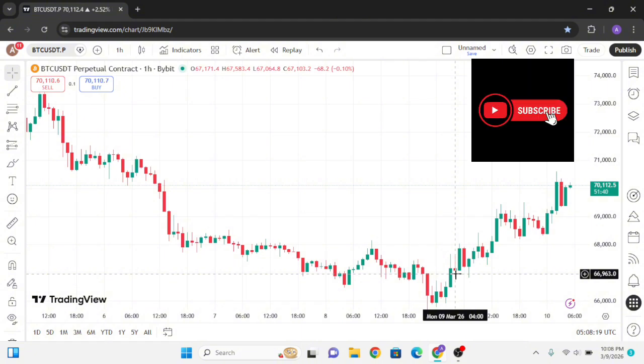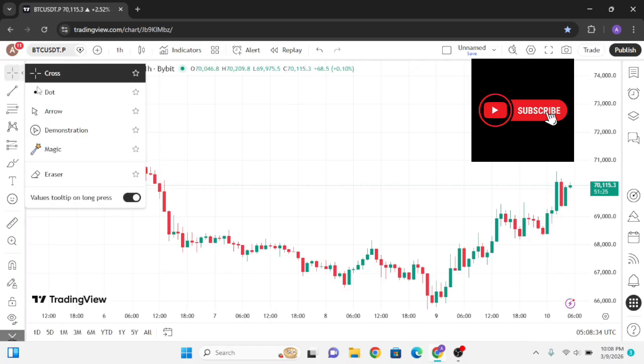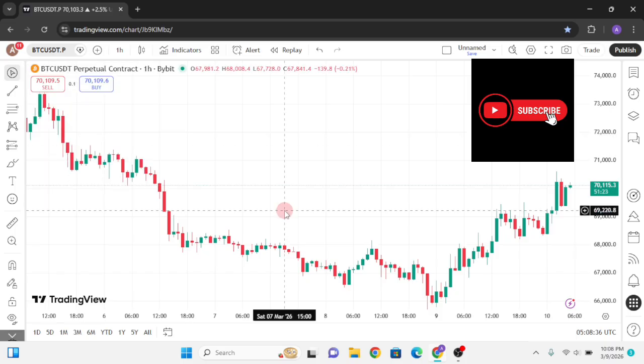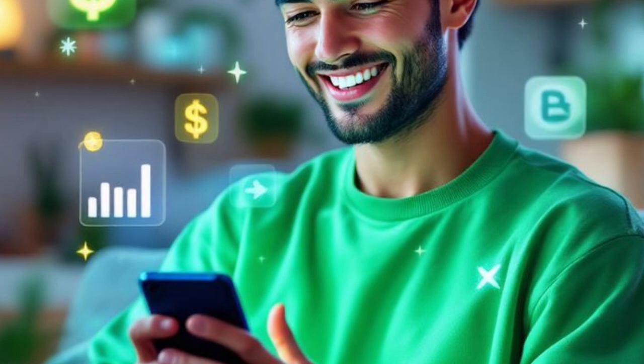Once you are logged in, click on Charts at the top right corner of the page, then open the main charting button. This is how TradingView's interface looks at first, but we are going to break it down piece by piece until it feels completely natural to you. So let me first orient you to what you are looking at.